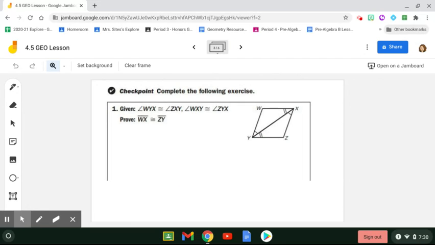All right, so let's take a look at the next one. We do have two triangles that are hiding within this quadrilateral. We're going to prove it the same way. So let's start our proof. They have some things already marked for us in our picture. So we have given that angle WYX is congruent to angle ZXY. And we also know that angle WXY is congruent to angle ZYX.